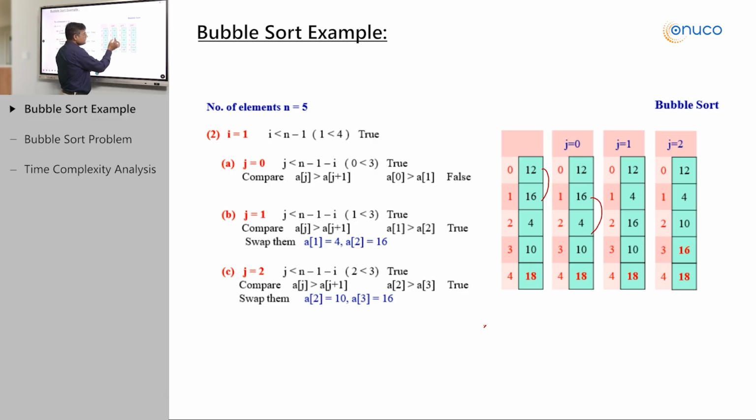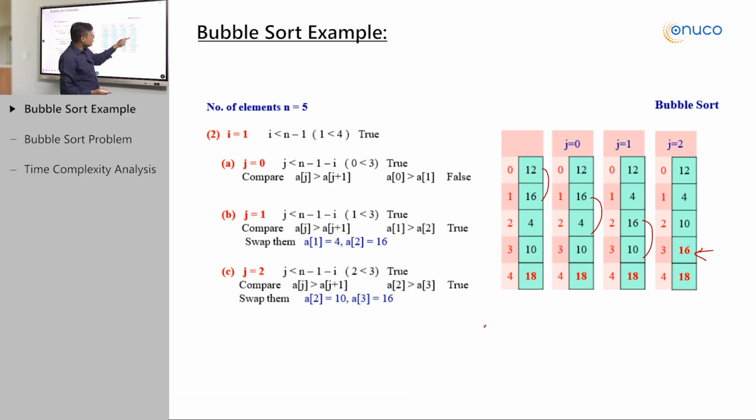Since 16 is greater than 4, we are going to swap it, right? So after swapping, 4, 16. Now next 16 and 10 you are going to swap, right? We are going to check 16 is greater than 10, hence we can swap it. After swapping we can find this particular element 16 came to the second last position. 18 was already sorted in the previous iterations.